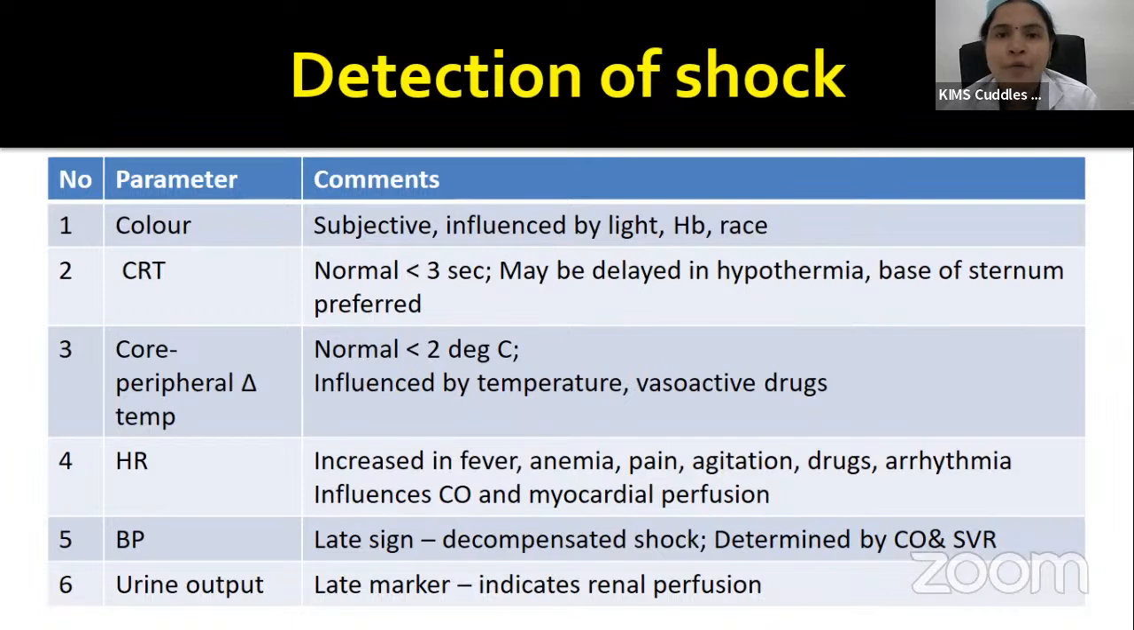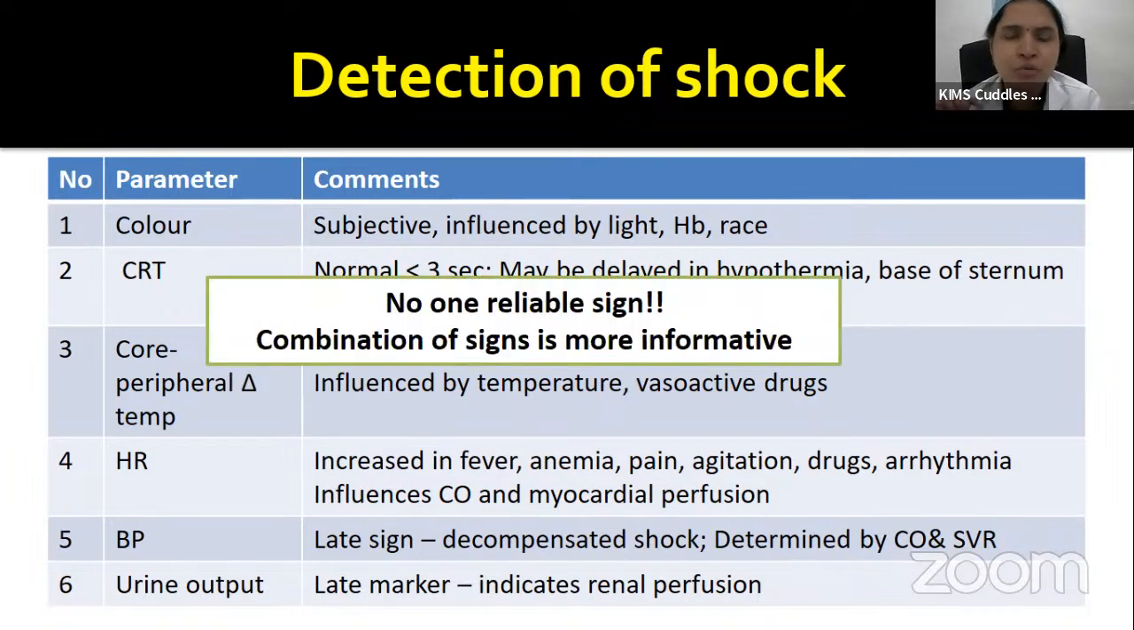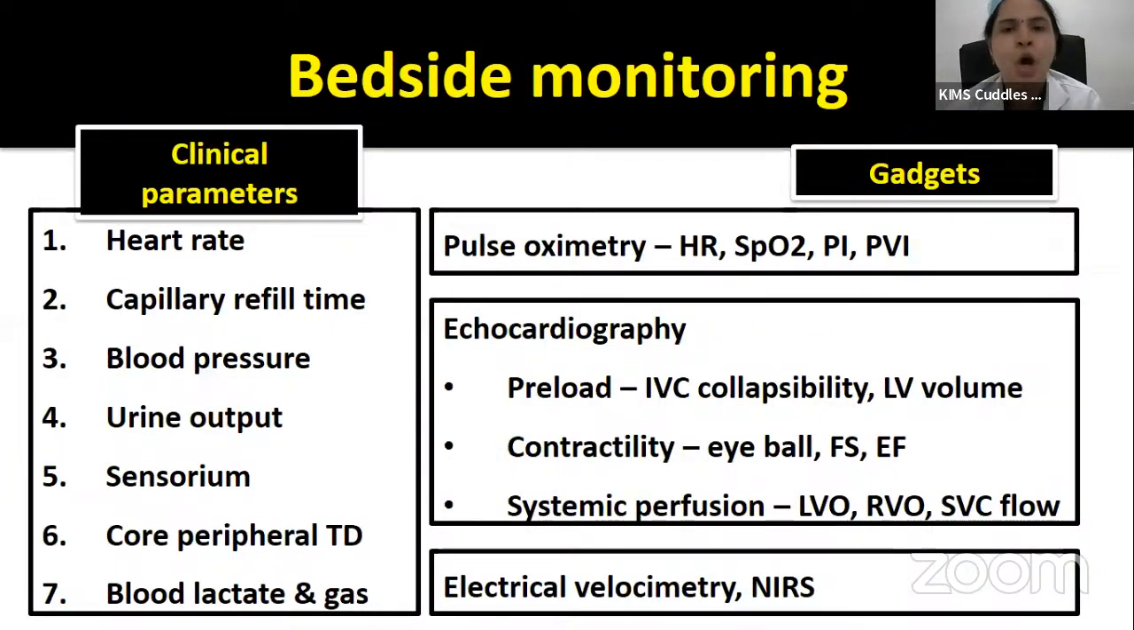Blood pressure is often affected in the final or late stages of shock and can be a marker of decompensated shock only. Urine output again is a late marker, and it indicates the renal perfusion. Often this can be complicated by the fact that preterm babies have tubular immaturity, and hence urine output may be falsely preserved, usually in the early phases of shock. So no one clinical sign is reliable. A combination of various signs is what is more useful.